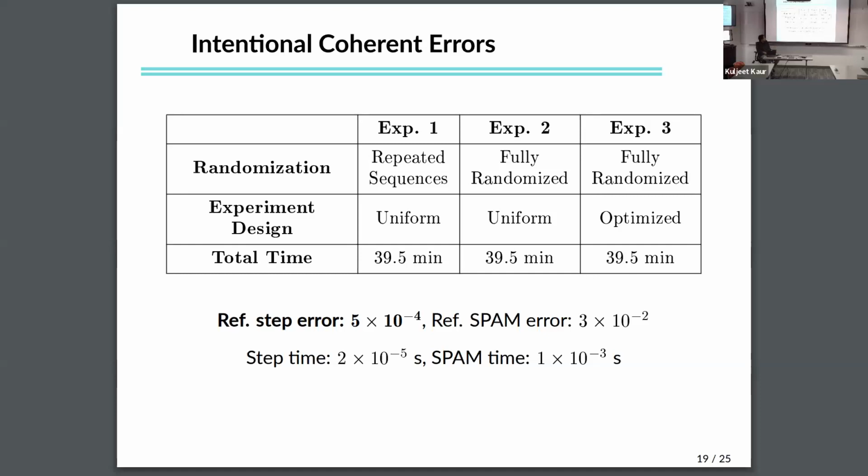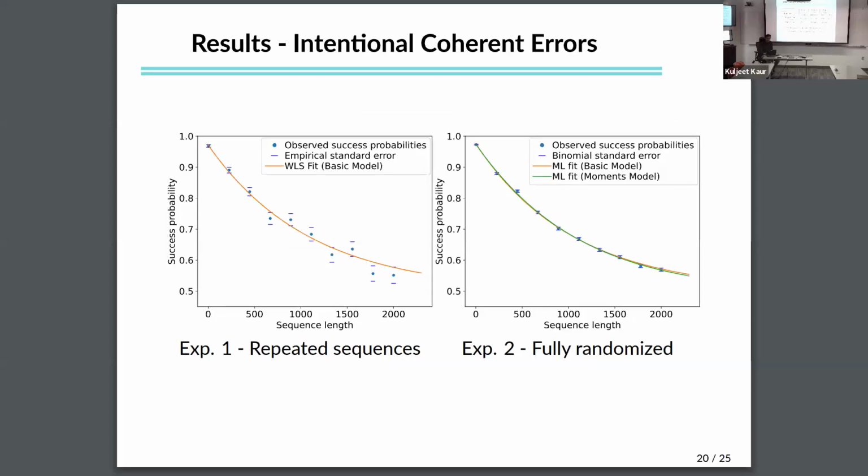To do this, we designed a very similar comparison, except now the step error is a lot bigger. That's 5 times 10 to the minus 4, because they actually just intentionally over-rotated their Clifford operations on the single qubit on purpose. So here are the results from this comparison with intentionally introduced errors. Sort of as we expected, when you compare the standard case to the fully randomized case, the error bars shrink even more substantially here. You can see that you're getting much better signal to noise on these individual points. Because the step error is now bigger, the sequence lengths are smaller. So instead of 50,000, we only went out to 2,000 for this.